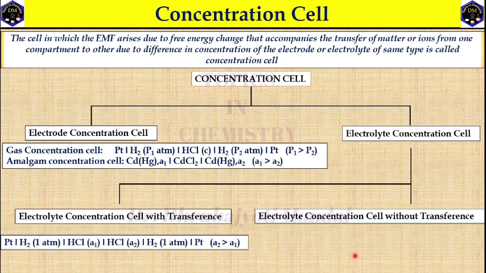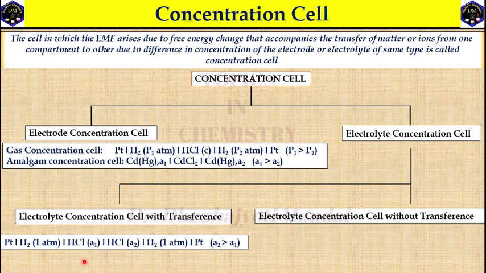What are the examples? First, consider this electrolyte concentration cell with transference. Here you can see this is the example: Pt | H2 (1 atmosphere). This is the left hand electrode, and the pressure of hydrogen is 1 atmosphere, and this is the right hand electrode, Pt | H2 (1 atmosphere). So here you can see the electrode concentrations are the same. Here it is 1 atmosphere, here it is also 1 atmosphere.